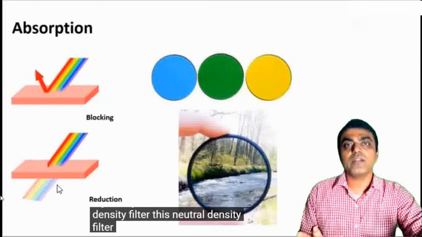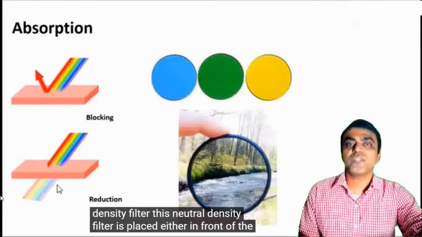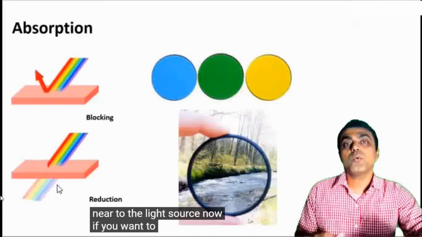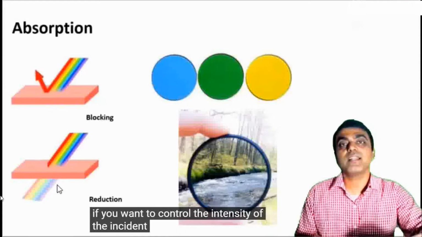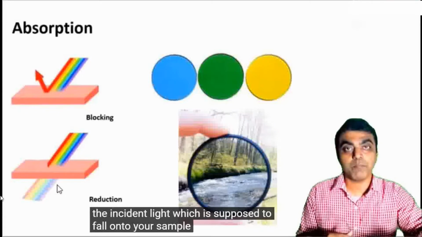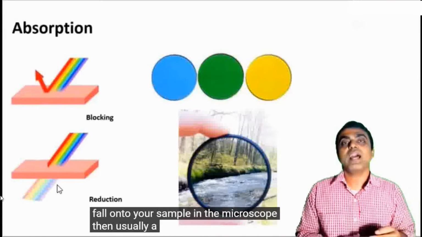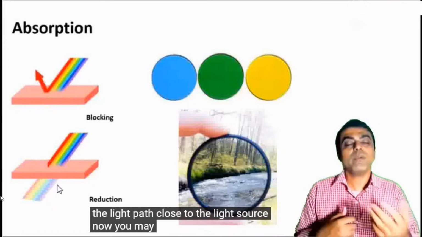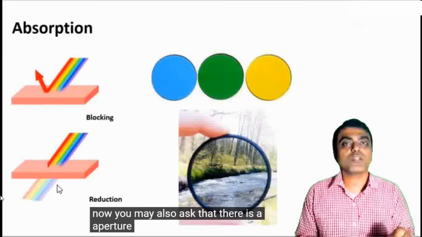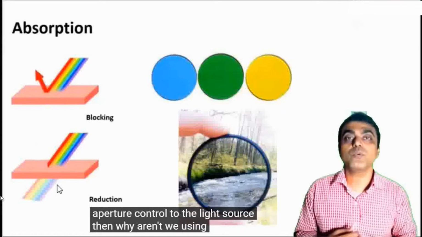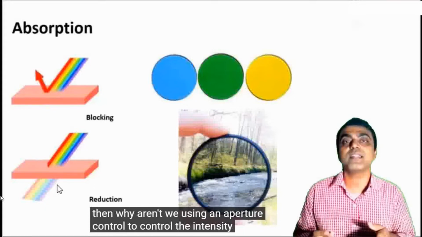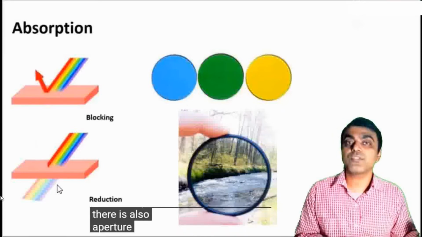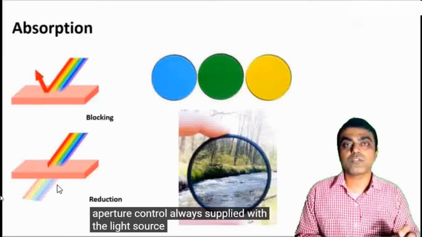This neutral density filter is placed either in front of the light source or near to the light source. Now, if you want to control the intensity of the incident light, which is supposed to fall onto your sample in the microscope, then usually an ND filter is placed in the light path, close to the light source. Now, you may also ask that there is an aperture control on the light source. Then why aren't we using the aperture control to control the intensity of the light? That's true. You can always do that. And there is also an aperture control always supplied with the light source, right?